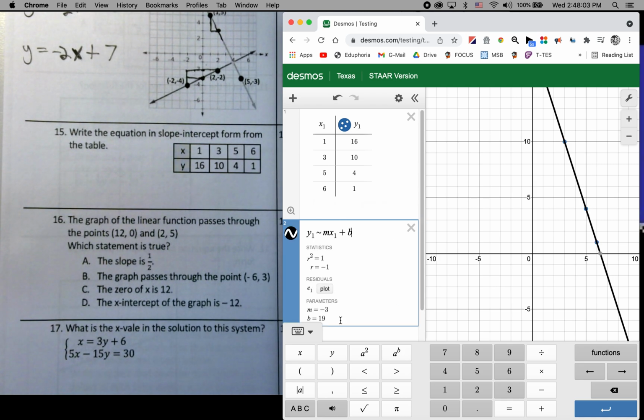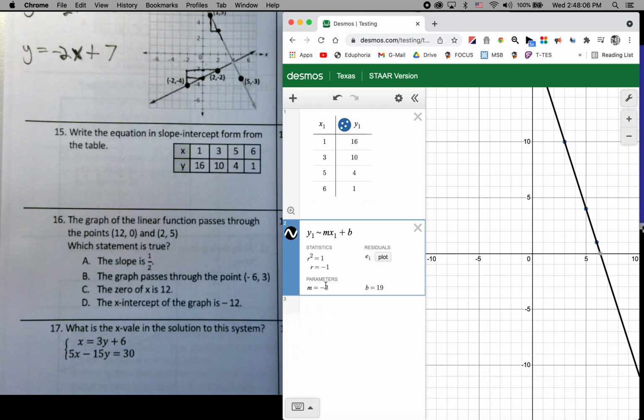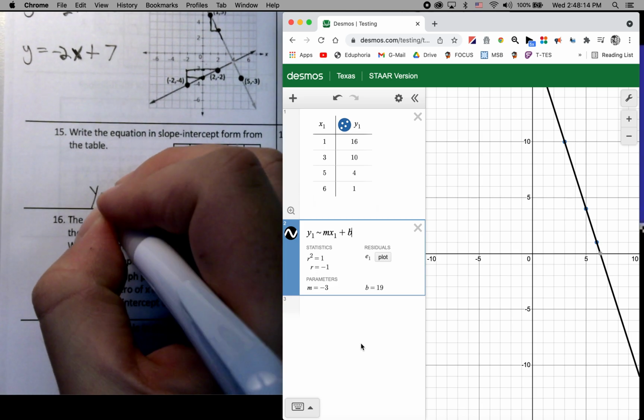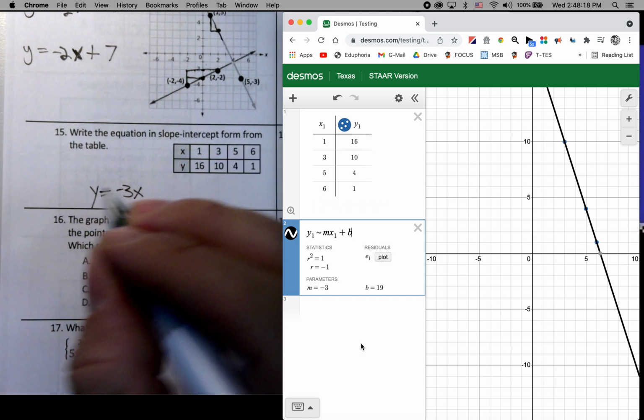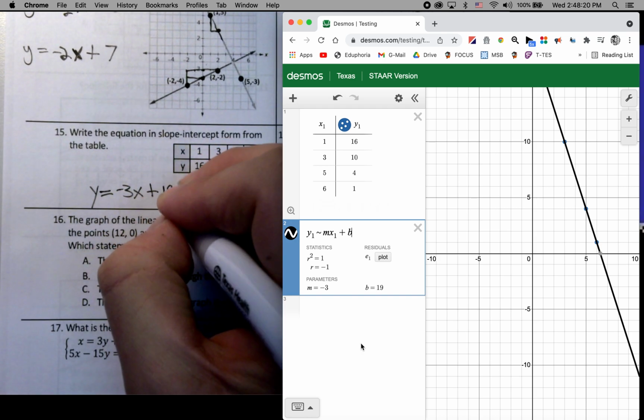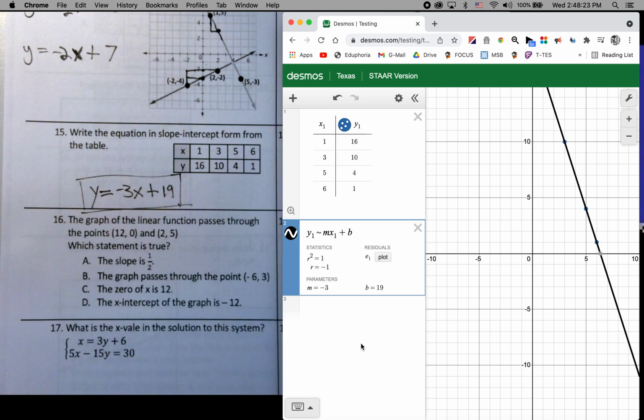Okay? It gives me a whole bunch of stuff. Really what I care about are these two values here. Because remember, m is your slope, b is your y-intercept. So my equation would be y equals negative 3x plus 19. That's it. There you go. Done. Okay.